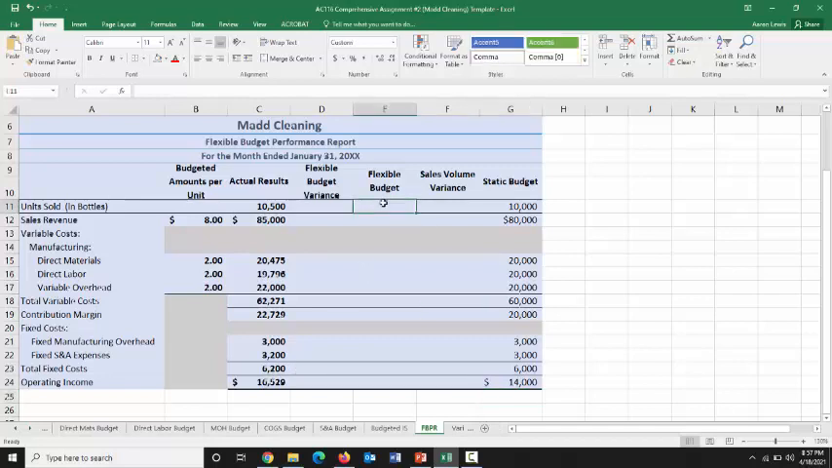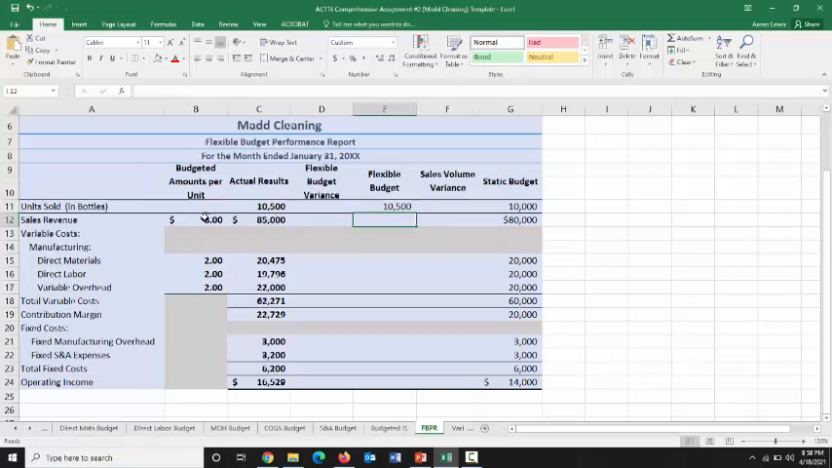And to start doing that, you need to fill in a flex budget column. And to fill in your flex budget column, you simply start by copying over the actual number of units which you sold during the period. We sold 10,500 bottles of all-purpose cleaner. I like to call the flex budget the what should have been budget. It is what should have happened based upon the actual number of units we produced and sold. If we had all of our standards be accurate, if we paid $2 a bottle for direct materials, we paid $2 a bottle for direct labor, this is what we should have spent.